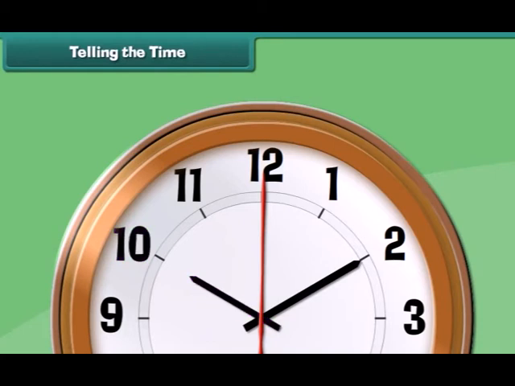And to know the position of the minute hand, we need to read the smaller divisions. Another way to read minutes is to multiply the number by 5. When the minute hand is at 2, the clock is showing 2 multiplied by 5, that is 10 minutes. This clock is showing the time 10 past 10.